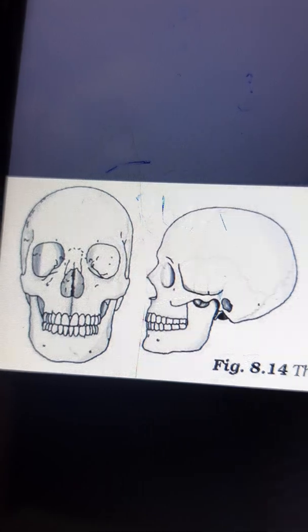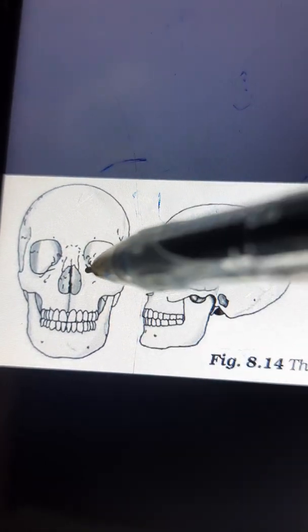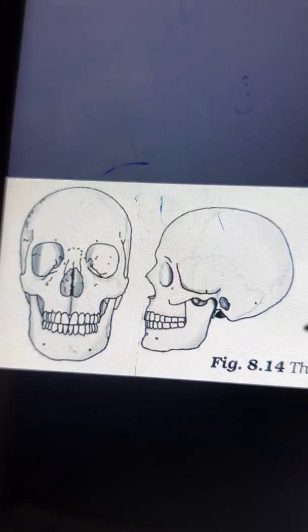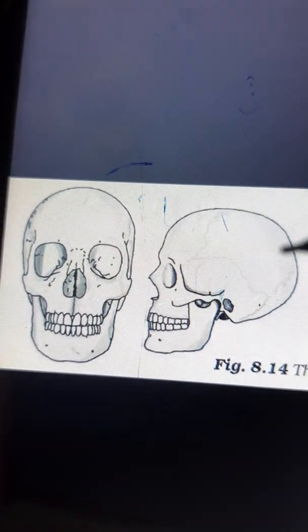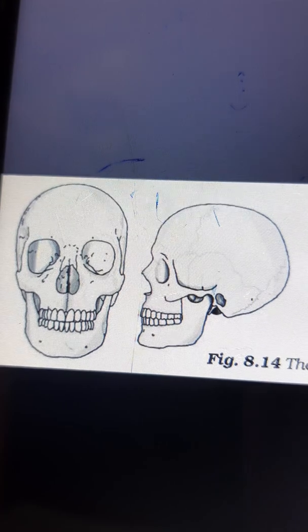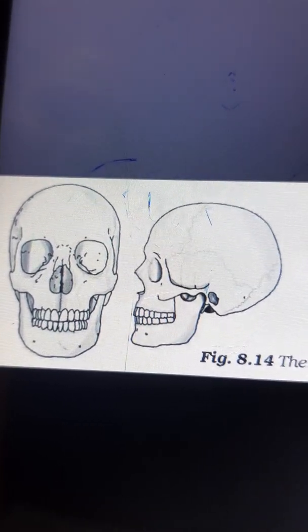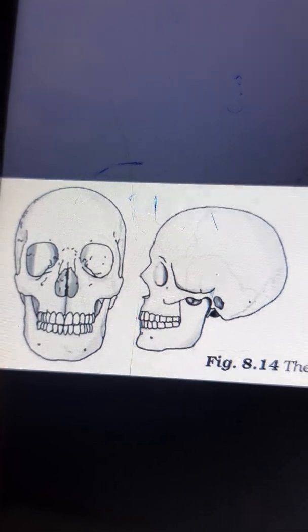So this is the skull. You can see many small bones are joined together, and all these bones are joining together and making this skull. Inside the skull you have a very important organ. That is what? That is the brain. So that is how we have discussed all the parts of the human skeleton. So make all these parts which I have just taught today.